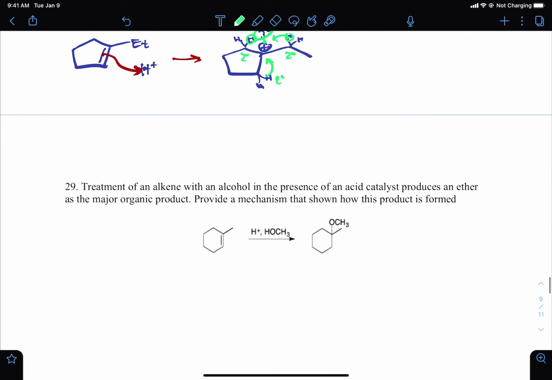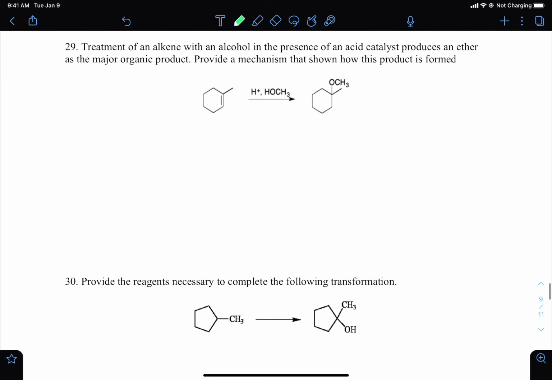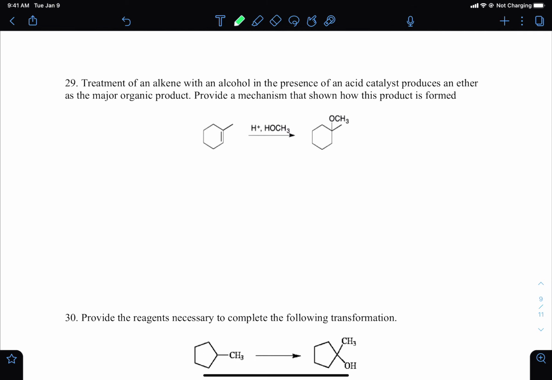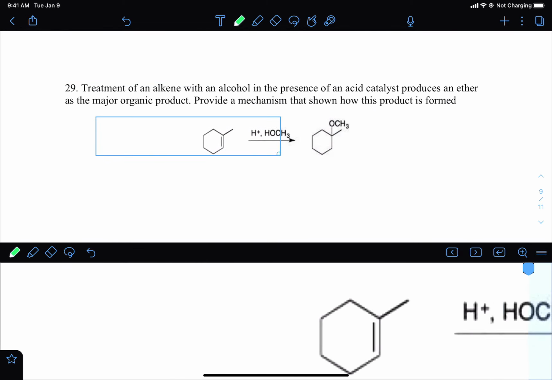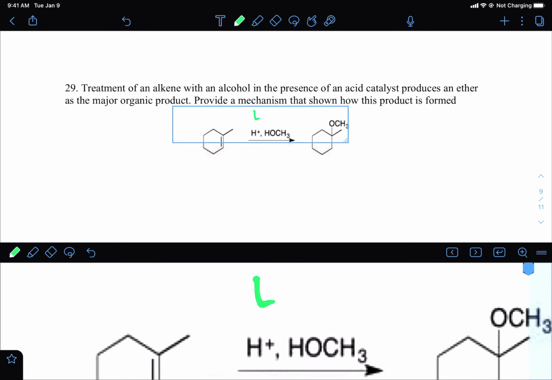Okay, we're almost done. Treatment of alkene with an alcohol in the presence of an acid catalyst produces the ether. Provide a mechanism. All right, so this is very similar to what we saw with the HBr mechanism.